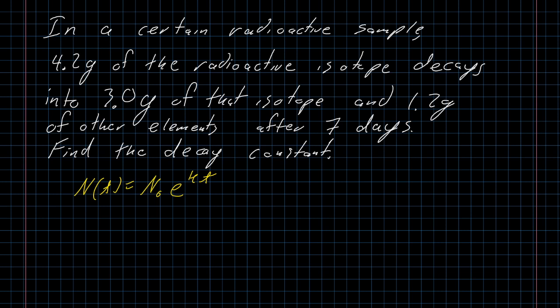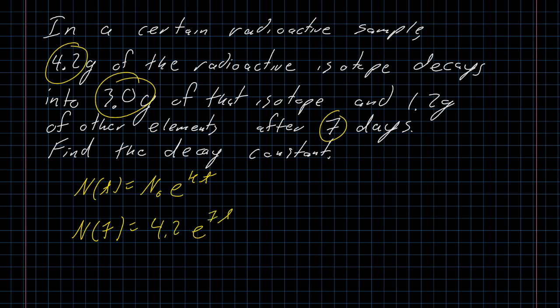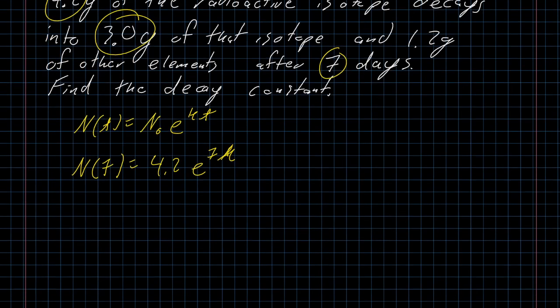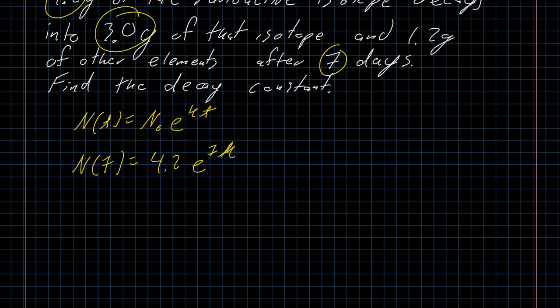Right? Initially, we have 4.2 grams. After 7 days, we're down to 3.0 grams. So n of 7 is equal to 4.2 times e to the 7k, and n of 7 is 3.0.